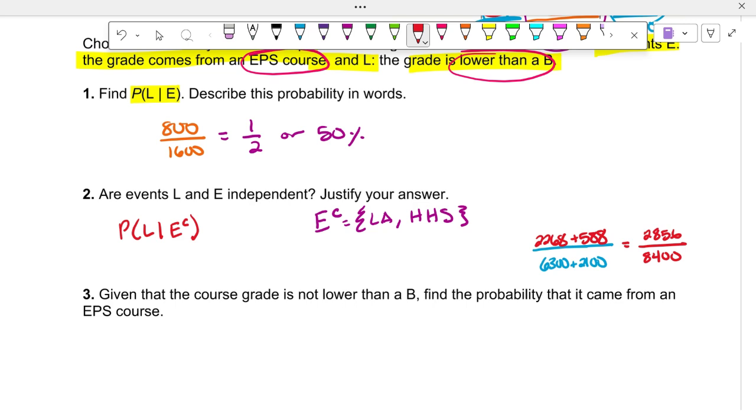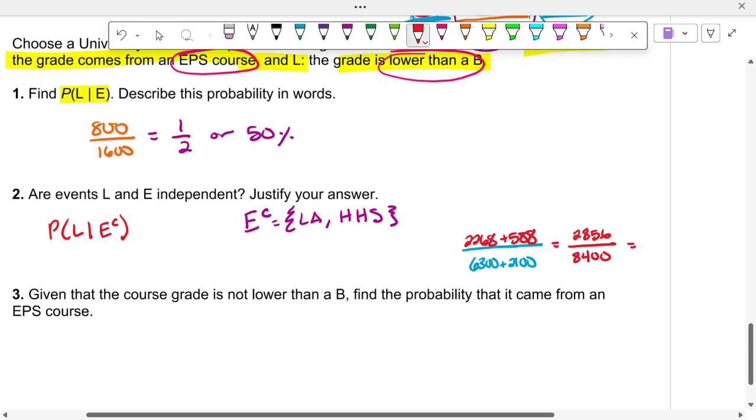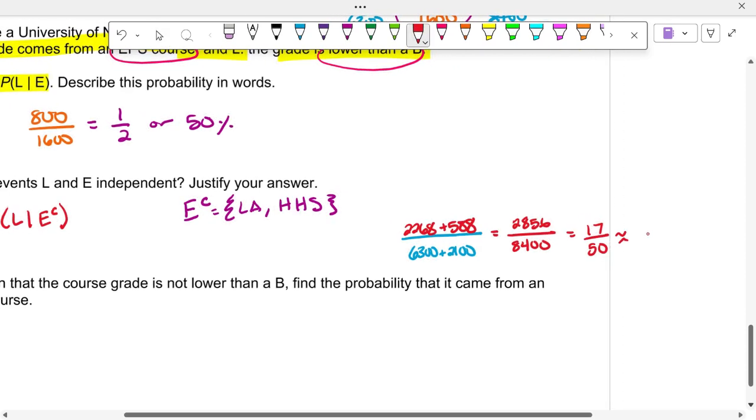So if I simplify that fraction down, what would it be? 17 over 50. All right, what's that about as a percent? It's about 34%. Or it actually is 34%.